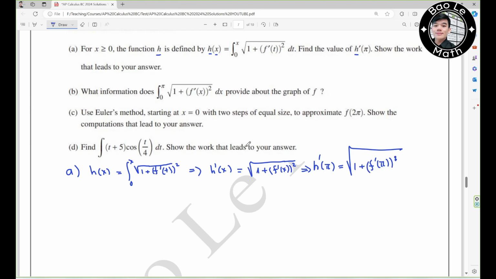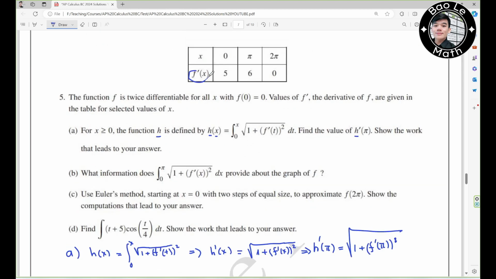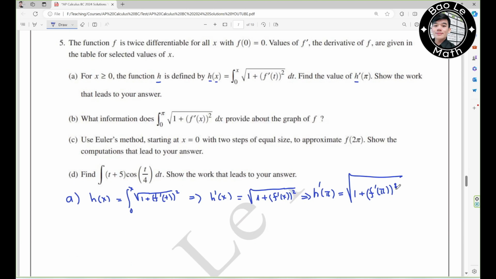Now we look at the table right here. F prime of pi, f prime right here, pi right here, so it's going to be 6. So 6 squared equals 36. 36 plus 1 is going to be 37. So the answer must be square root of 37.